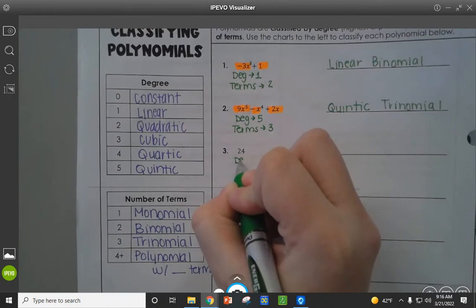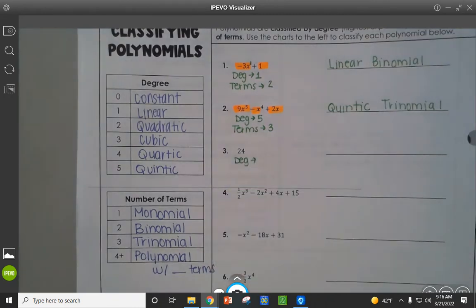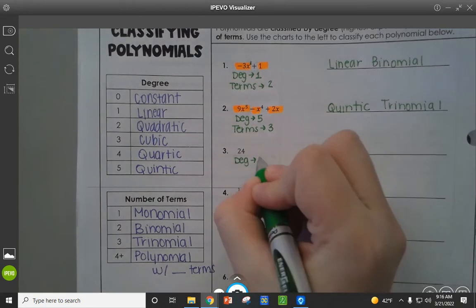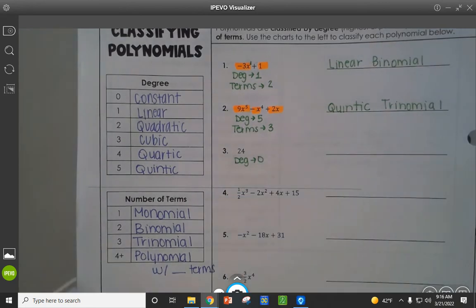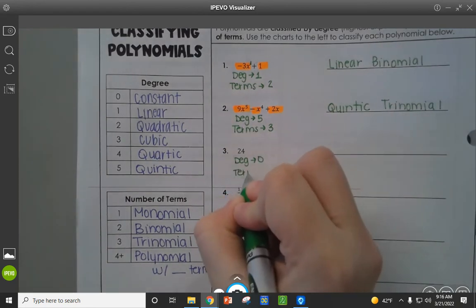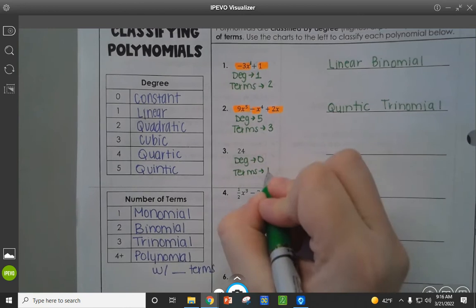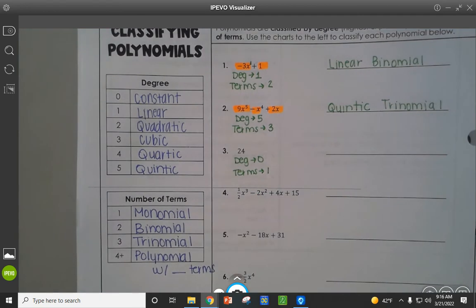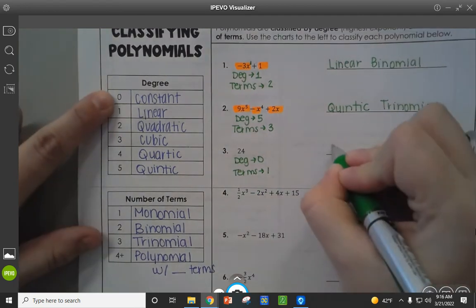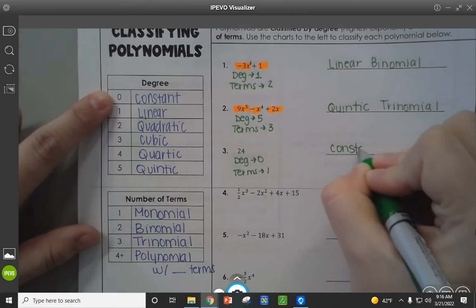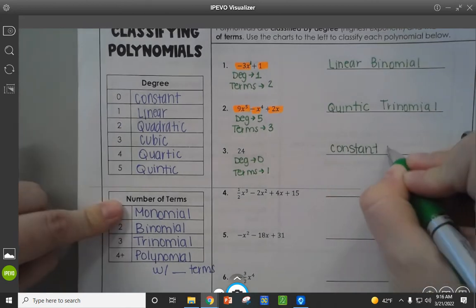What's the degree on number 3? It's 0. There's not even an x at all. So that makes the degree 0. And is there anything being added or subtracted to this 24? No. So it's just 1 term. So a constant monomial.